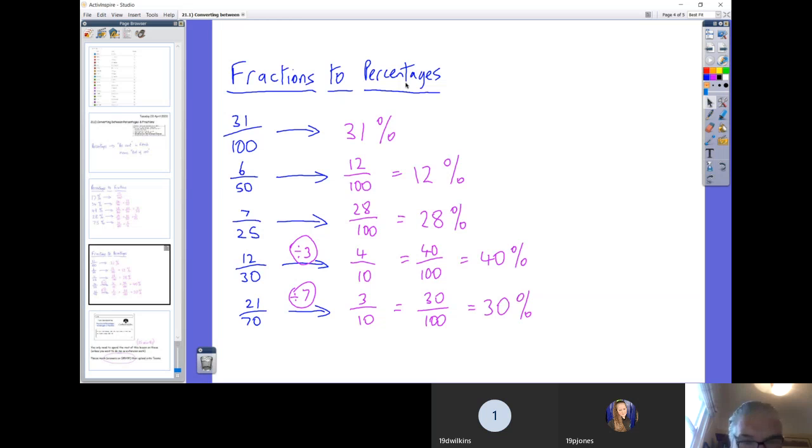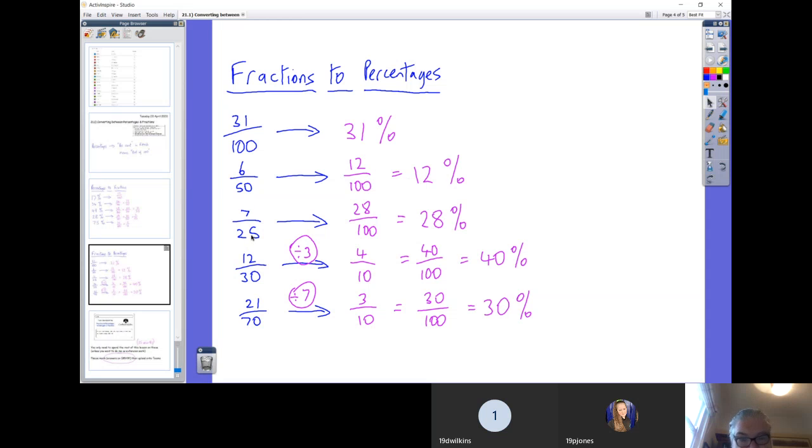Now, fractions to percentages. Our goal here is to end up getting the fractions to being out of 100. Once we've got it out of 100, it's easy just to take the numerator, the top number, and that's the percent. So if it's out of 100 to start with, your work's done already. 31 out of 100 is 31%. Now, 6 out of 50, that's easy to convert into being out of 100. We just multiply top and bottom by 2, so the equivalent fraction is 12 out of 100, which is 12%.